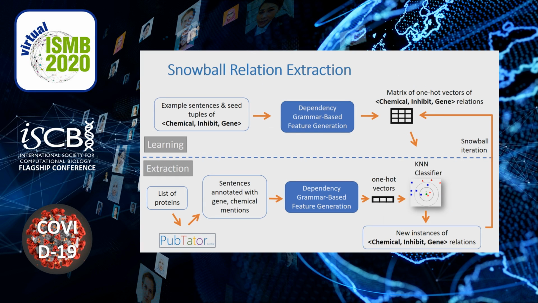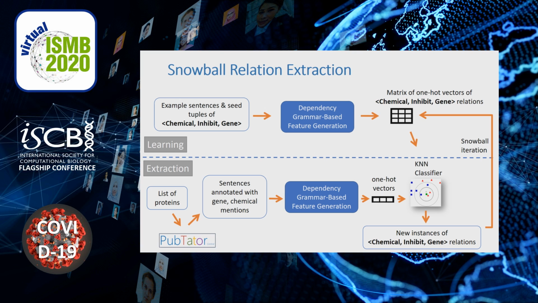This slide explains how snowball relation extraction works. The whole process has two phases, the learning phase and the extraction phase. In the learning phase, a small number of example sentences and the corresponding tuples of the chemical inhibit gene relations were parsed for dependency grammar-based feature generation, which I will explain in the next slide. This produces a matrix of one-hot vectors of the features, which I will also explain in more details in the next slide.